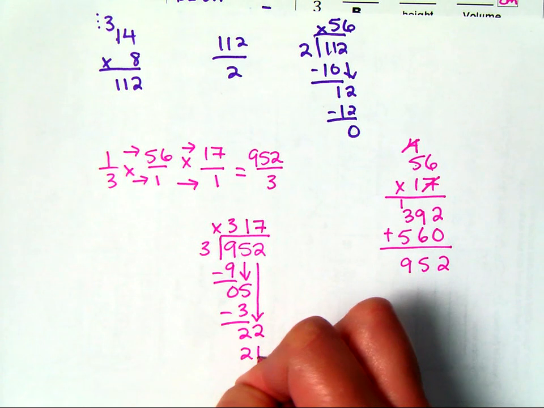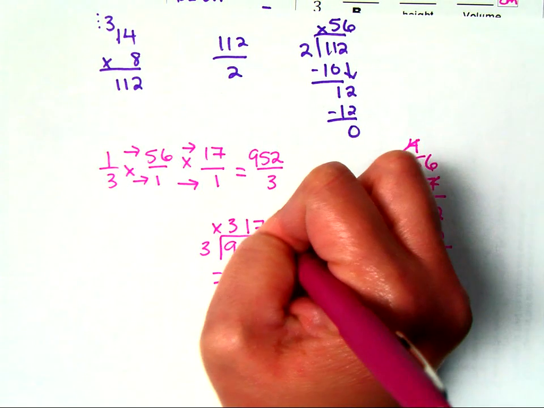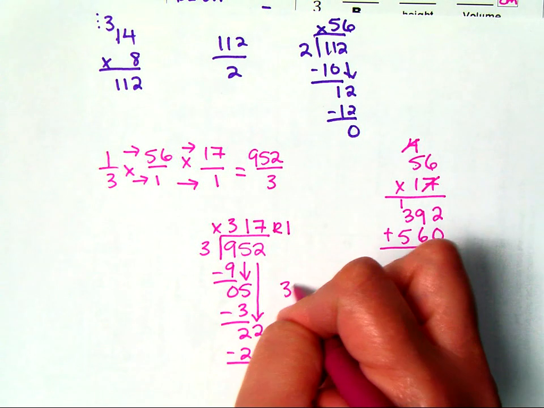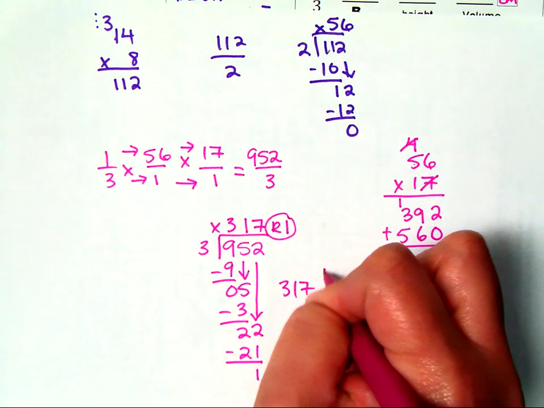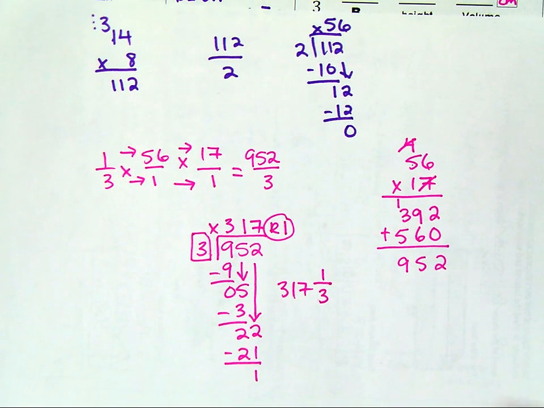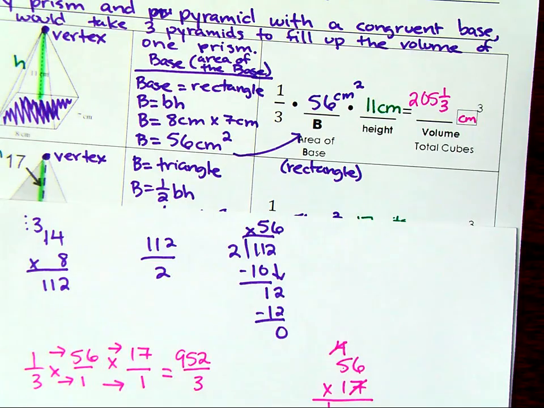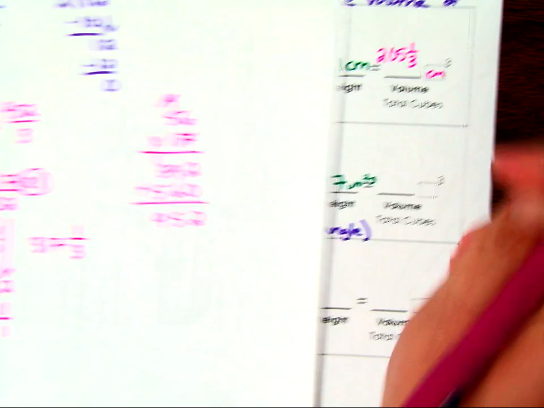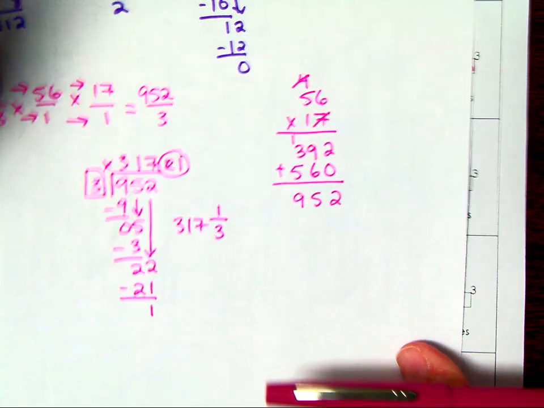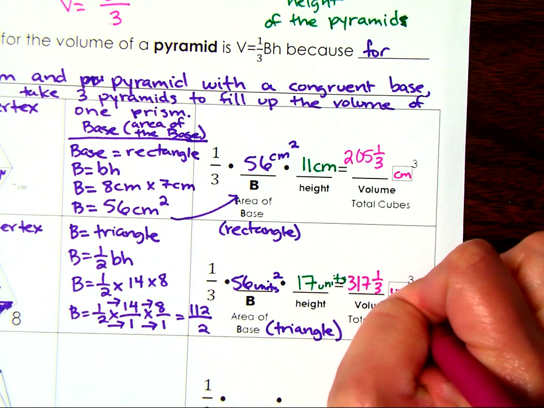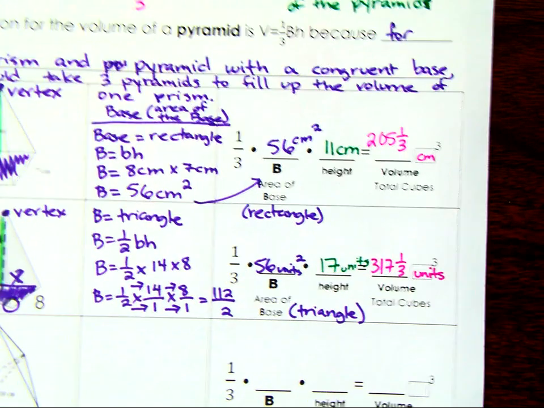7 times 3 is 21. Subtract, and we have a remainder again. So 317 is my whole number. My remainder is my numerator. What I divided by is my denominator. Okay? We're not going to write a repeating decimal in here, so that's why we're going to keep it as a mixed number. So 317 and 1/3. So 317 and 1/3, and we would just write units to the power of 3.